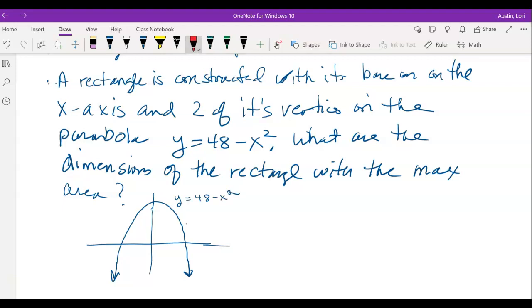So now let's read it. Rectangle's constructed with its base on the x-axis and two of its vertices on the parabola. We want this rectangle to have optimal area. So we know its base is down here on the x-axis, and we're just going to pick 2 points because you're just drawing a sketch. You don't know where these points are yet. Now can you see where your rectangle is? Good? To be able to draw your rectangle.